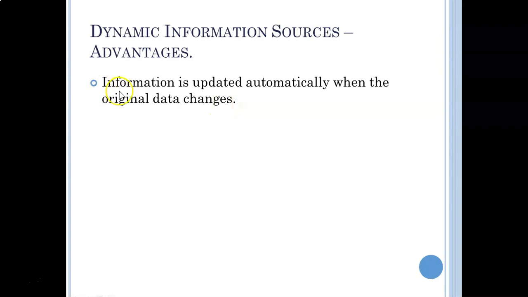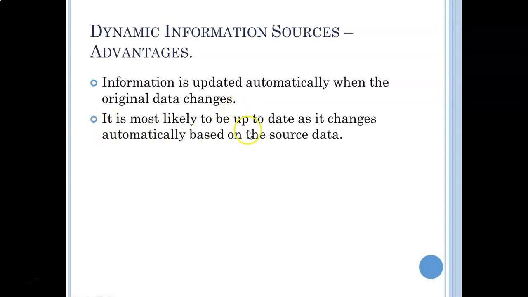So dynamic information sources, what are the advantages? So information is updated automatically when the original data changes. It is most likely to be up to date as it changes automatically based on the source data.